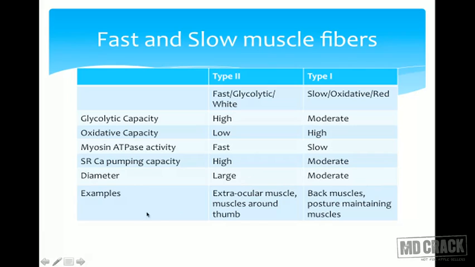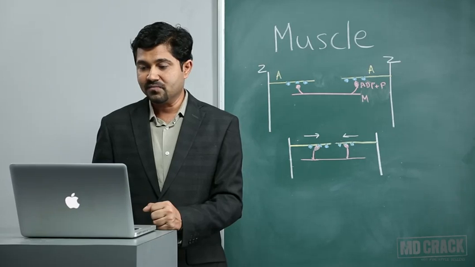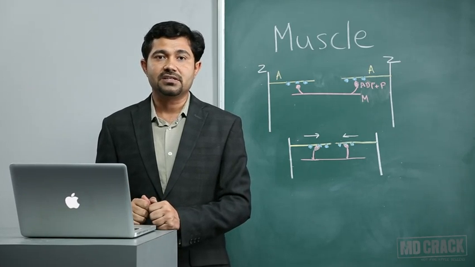Which are the examples of the fast muscle fiber? The extraocular muscles, which cause the fast movement of the eyeballs, and the muscles around the thumb. Which are the examples of the slow muscle fibers? The back muscles or the posture-maintaining muscles mainly contain a large amount of slow muscle fibers. But in a muscle, there is a combination of fast and slow muscle fibers, and depending upon the function of the muscle as a whole, the percentage will be different. So with this, we come to the end of this lecture. Thank you.